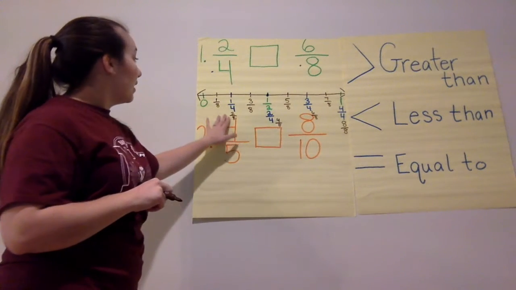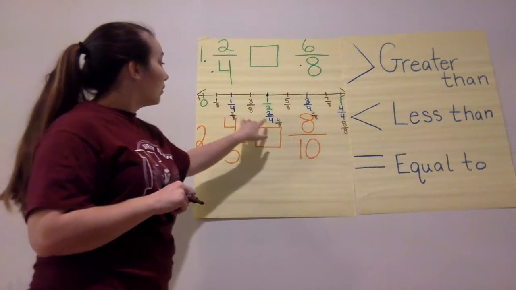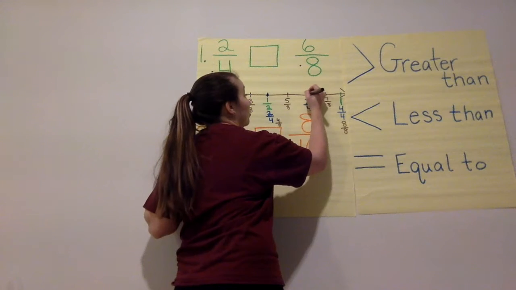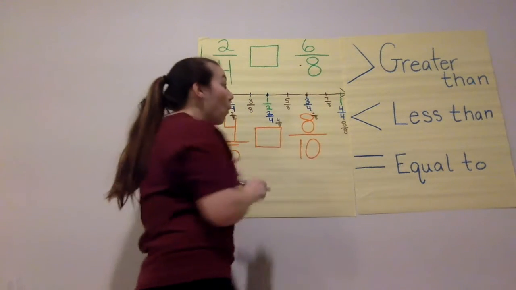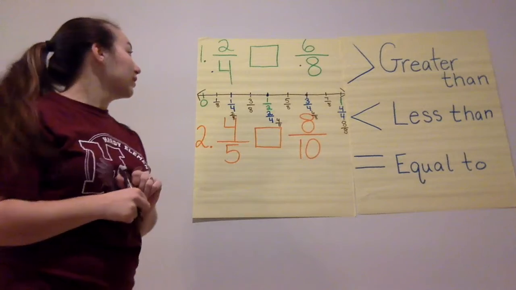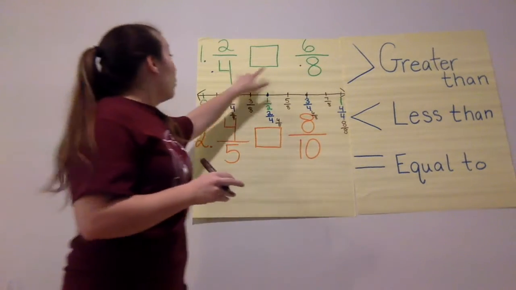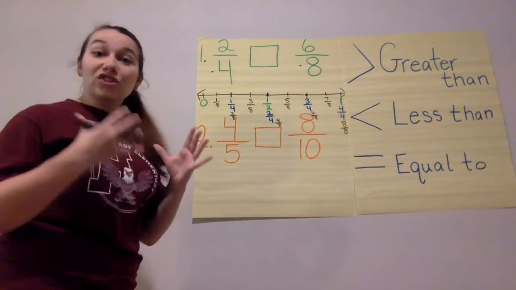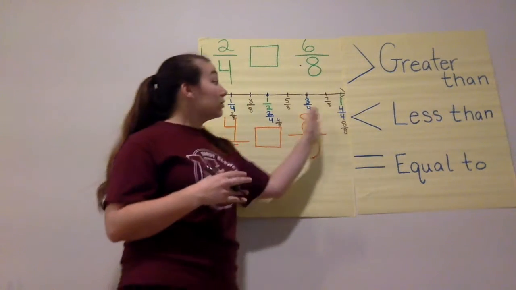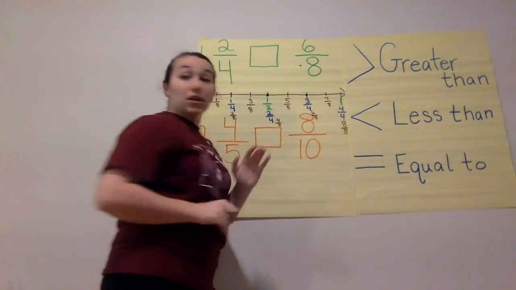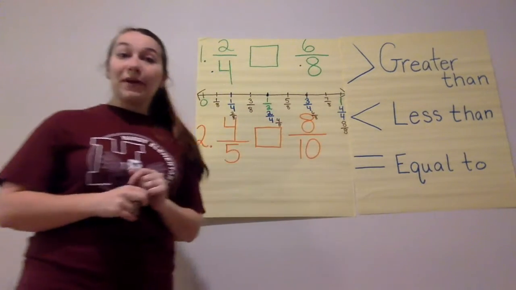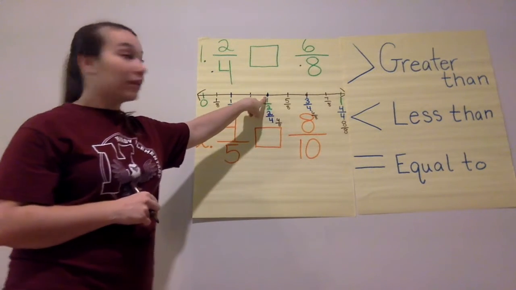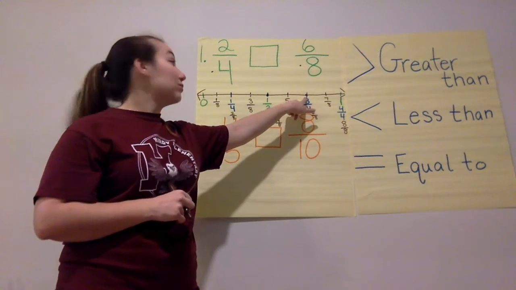So I'm going to look at my number line. 1, 2, 3, 4, 5, 6/8 is going to be right here. So I'm going to go ahead and put a point right there. All right, so now we have both of our fractions labeled on our number line. So now my question is going to be, which fraction is closer to 1, or closer to the biggest part of our number line? So we have 2/4 right here, but we have 6/8 right here.